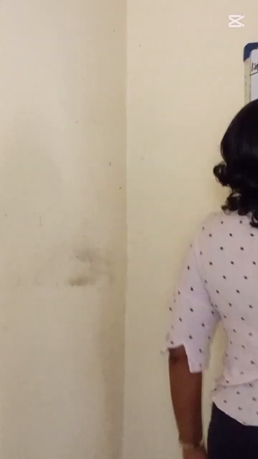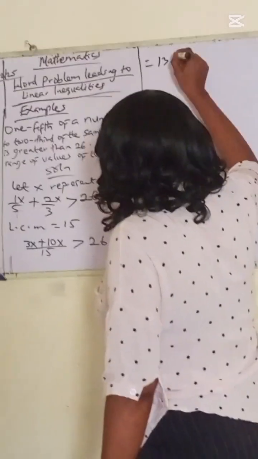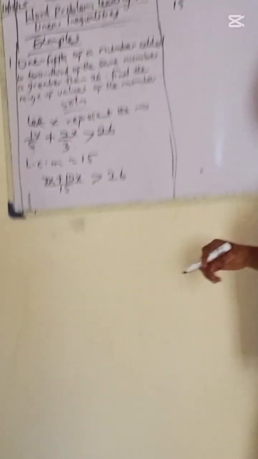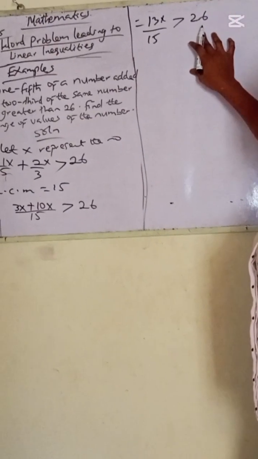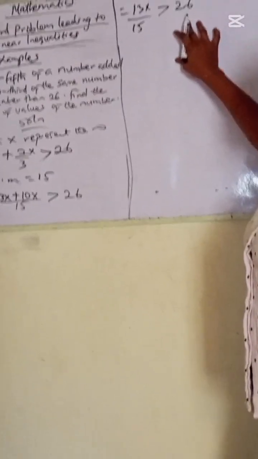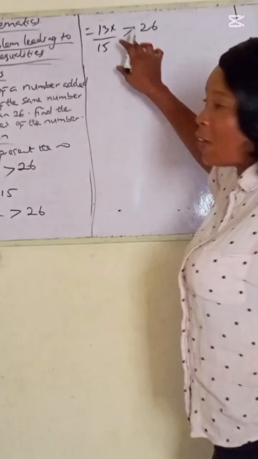When you have done this now, we are going to add up because they are of the same coefficients. So I'm going to say 3x plus 10x will give us what? 13x. All over my LCM is greater than 26. When you get to this stage, the next thing you have to do is to do what? Cross multiply. Because we are looking for the value of what? x. So I'm going to write cross multiply.